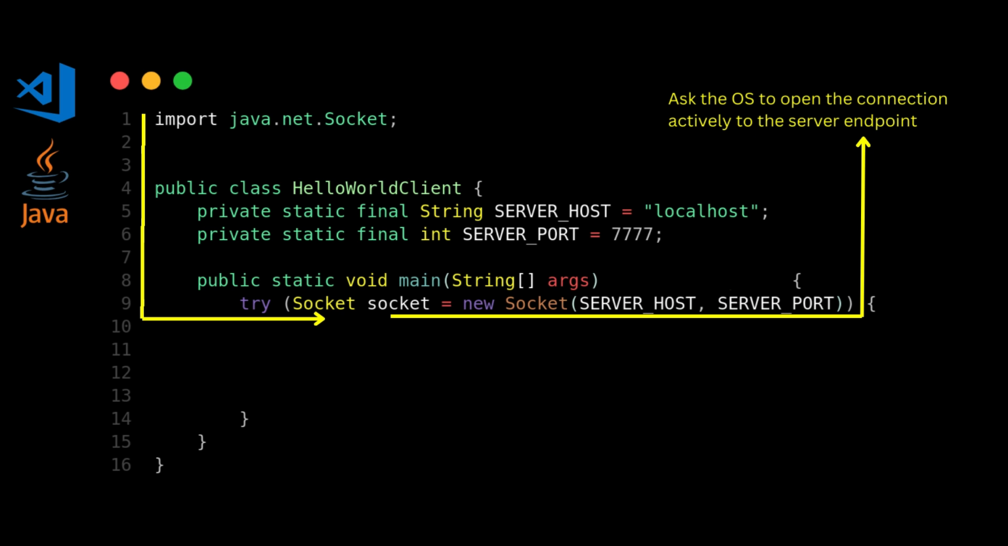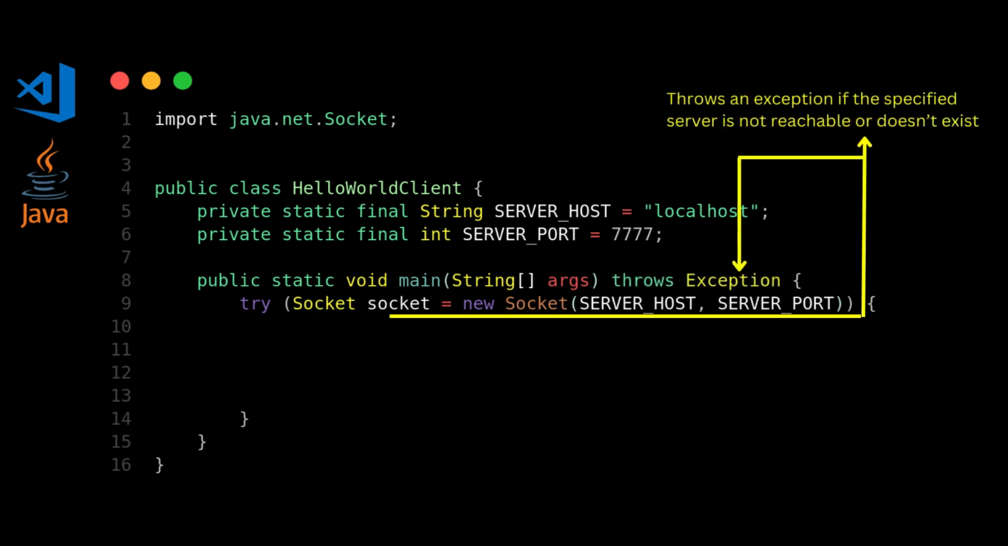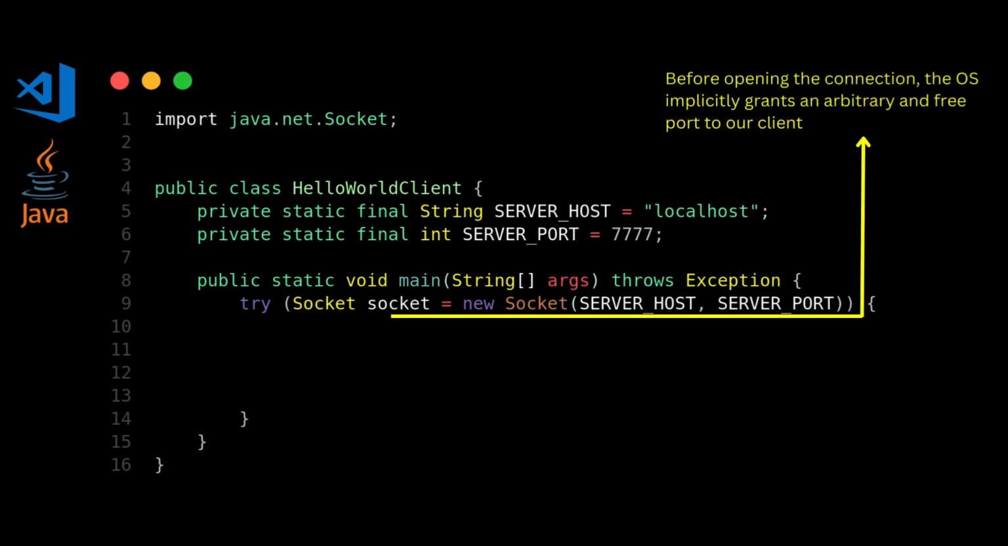This connection opening may throw an exception if the specified server is unreachable. This could be due to several reasons. For example, there could be no server running on the designated IP address and listening on the designated port, or there could be a network connectivity issue. Remember from the previous video that at this point, the operating system picks an arbitrary free port and assigns it to our client.